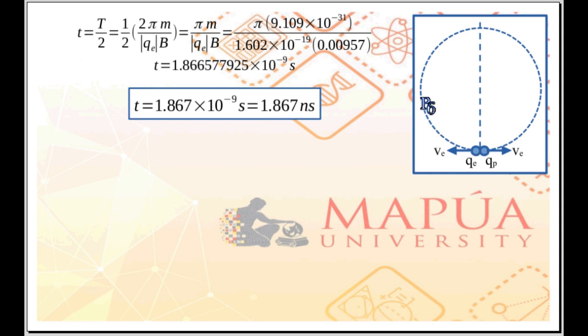Using the period of the electron, 2 pi m divided by the absolute value of QE B. We know the mass of the electron, we know the uniform magnetic field magnitude, we know the electron charge. We are able to calculate the time it takes for the two particles to meet. T is equal to 1.867 times 10 to the negative 9 seconds, or 1.867 nanoseconds.